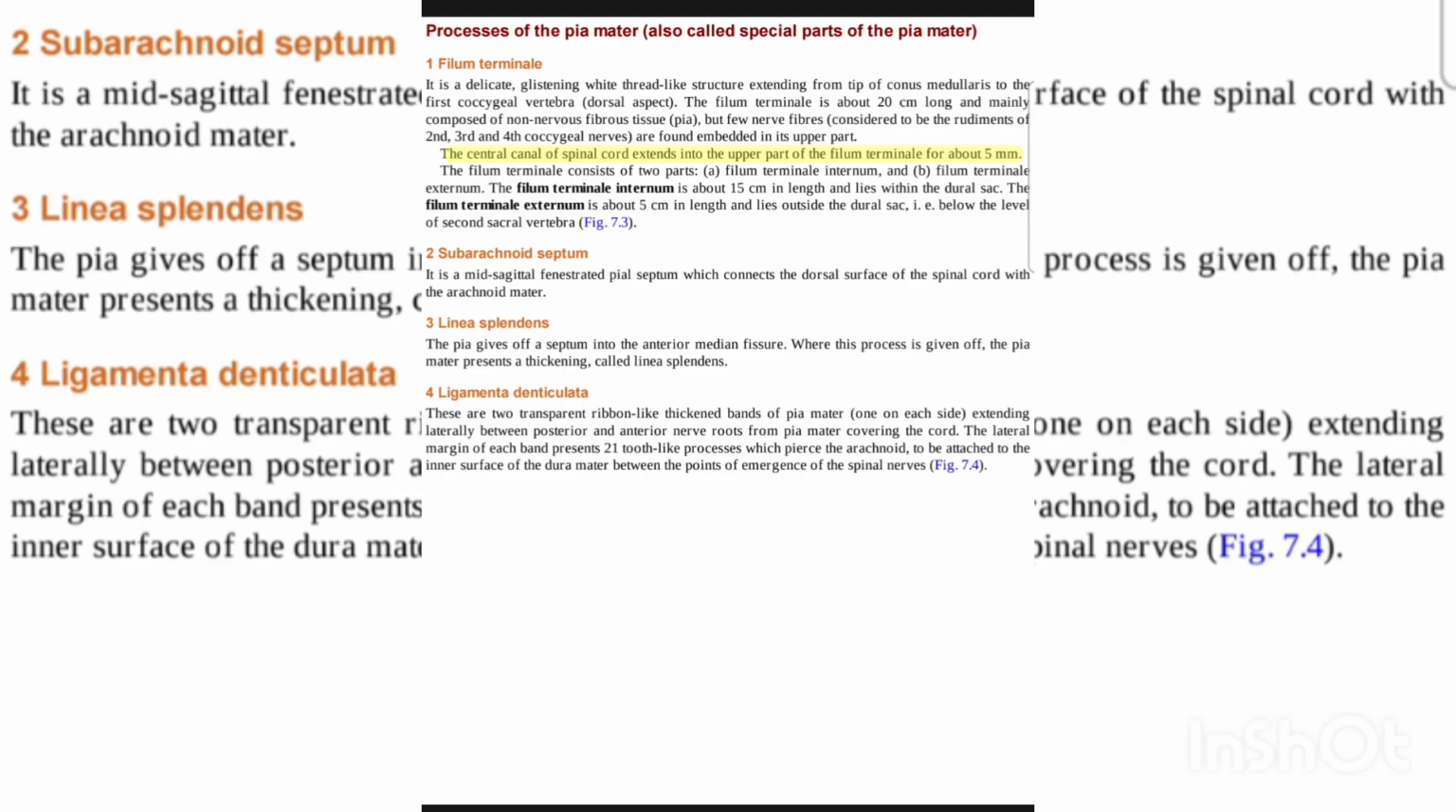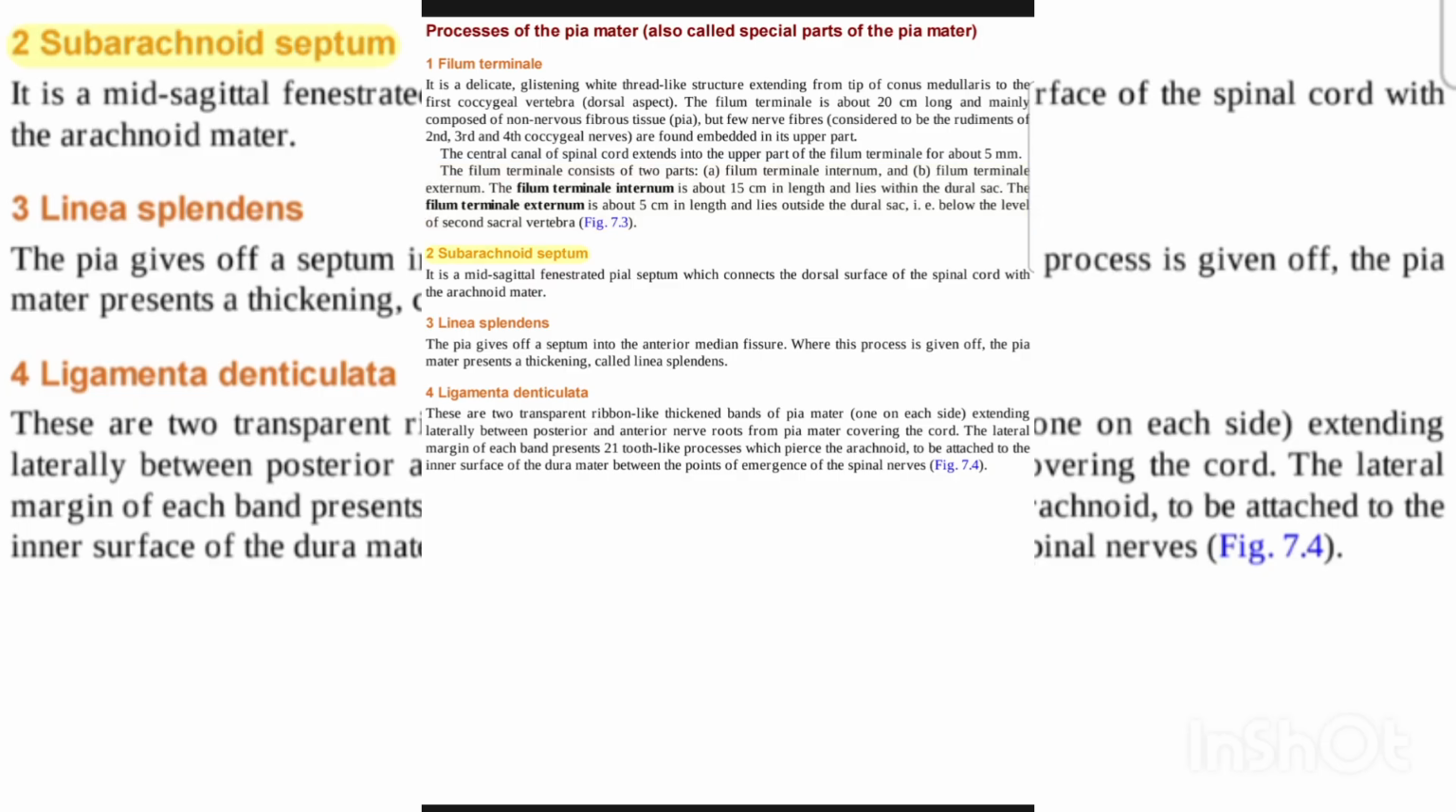5 mm. The filum terminale consists of two parts: a, filum terminale internum, and b, filum terminale externum. The filum terminale internum is about 15 cm in length and lies within the dural sac. The filum terminale externum is about 5 cm in length and lies outside the dural sac, i.e., below the level of the second sacral vertebra, Fig.